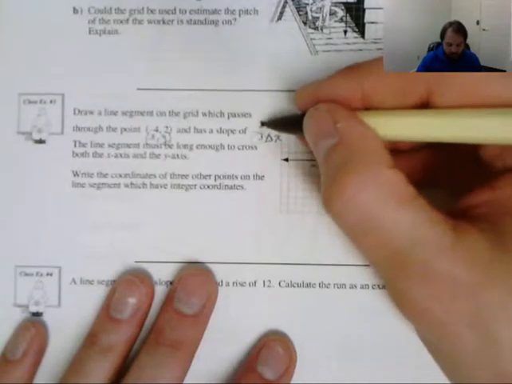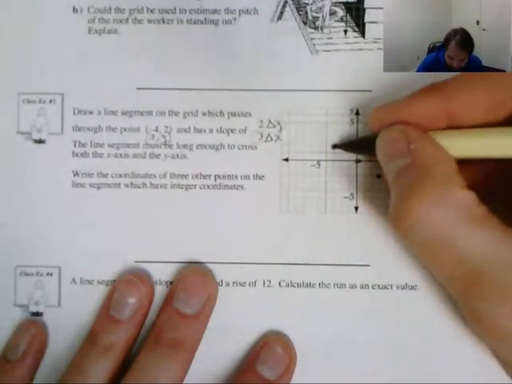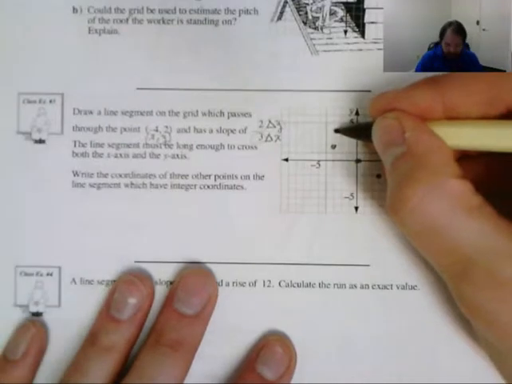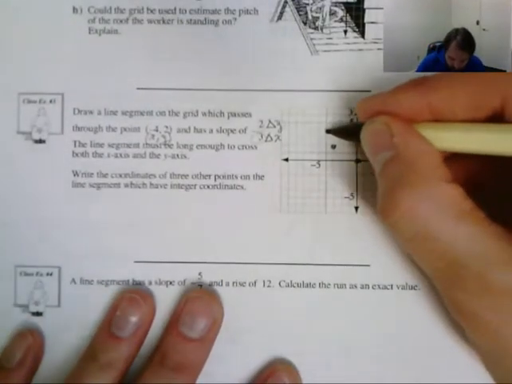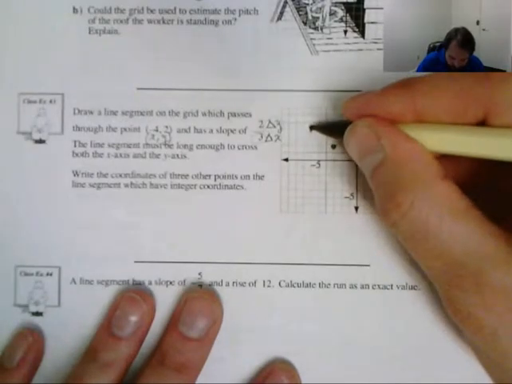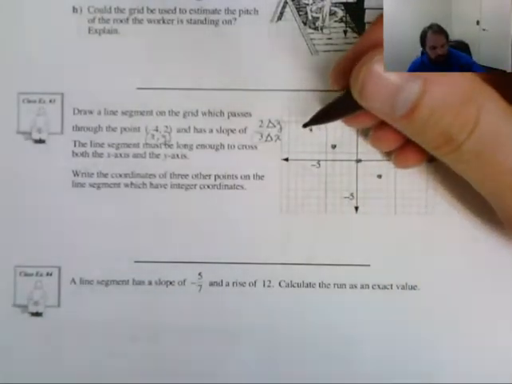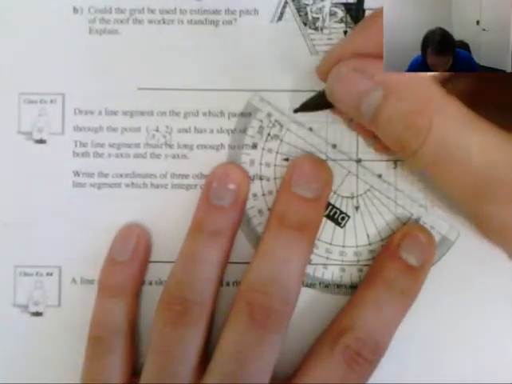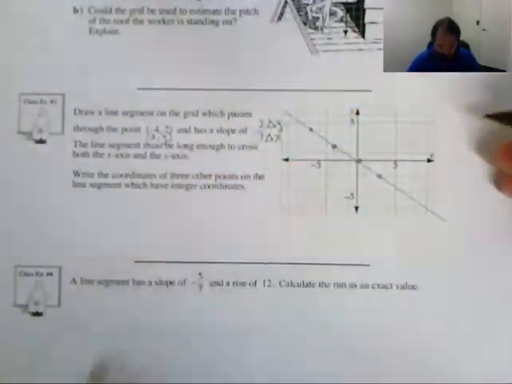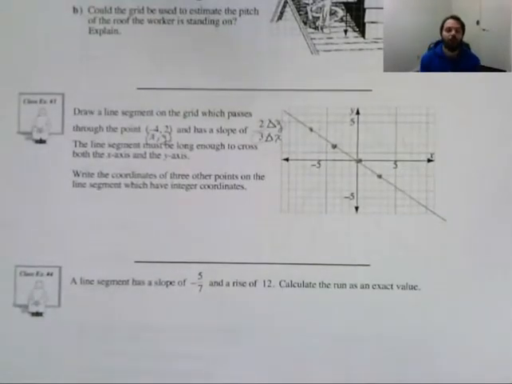That means either my numerator or denominator is negative. So I'm going to go up 2, 1, 2, and that means I must move over that way into the negative, which is going to be 1, 2, 3. And if I were to connect all of these points, it would still be a nice, perfectly straight line. Okay? So that is how we would do that one.